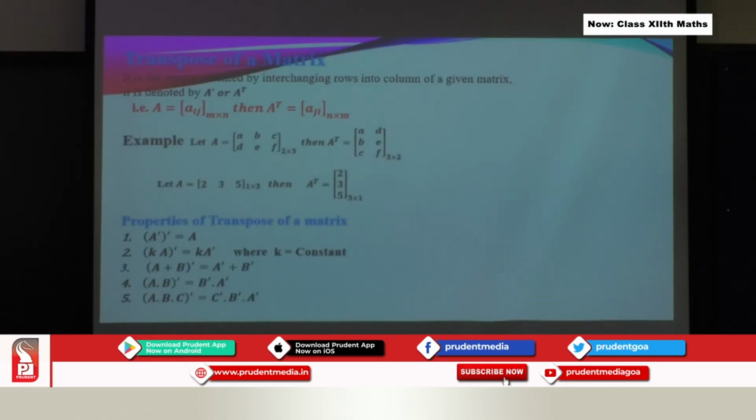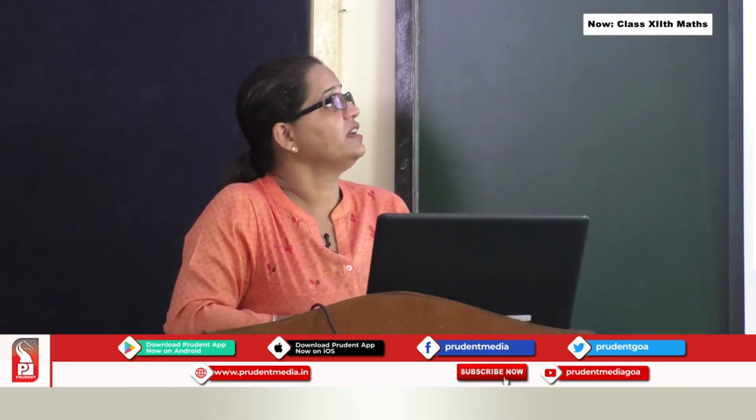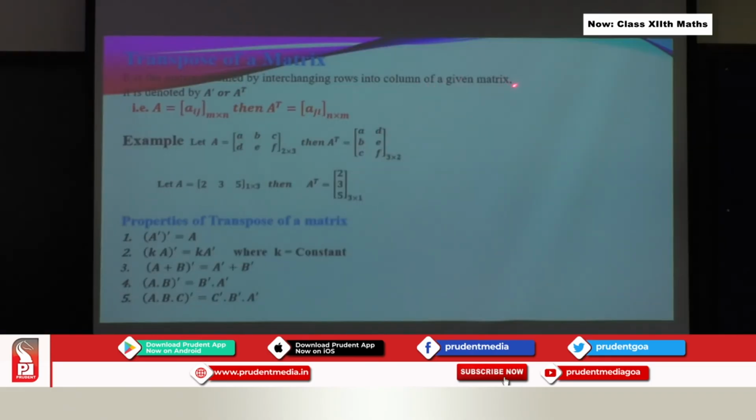Next we talk about the transpose of a matrix. Now what do you mean by the transpose of a matrix? It is the matrix obtained by interchanging rows into columns of the given matrix. It is denoted by A dash or A^T. It is very important. It is denoted by A dash or A^T.